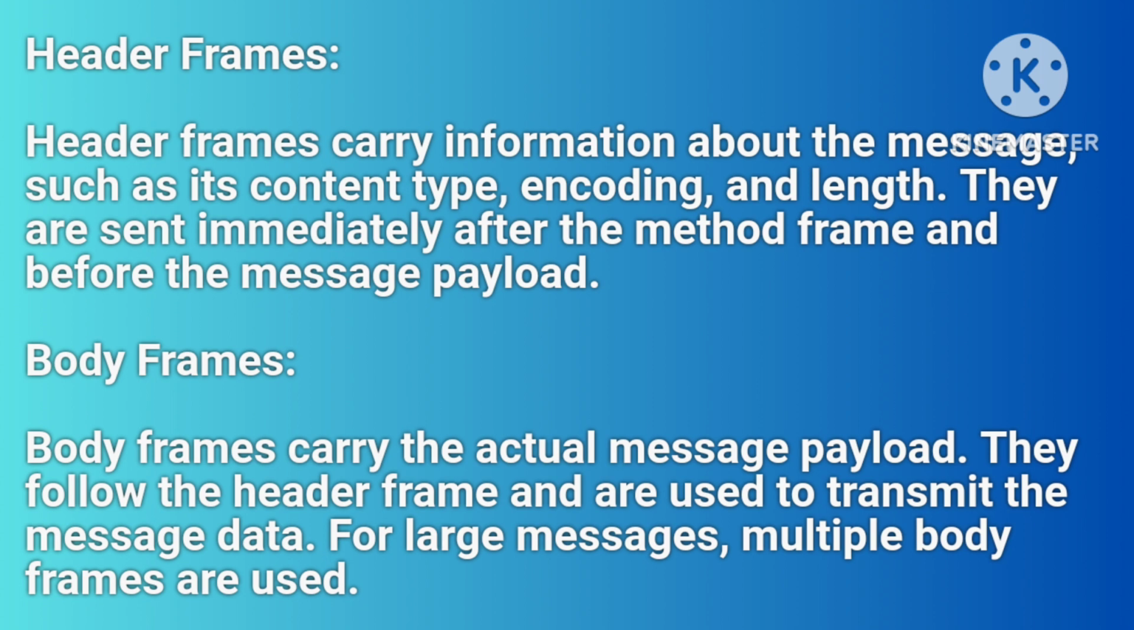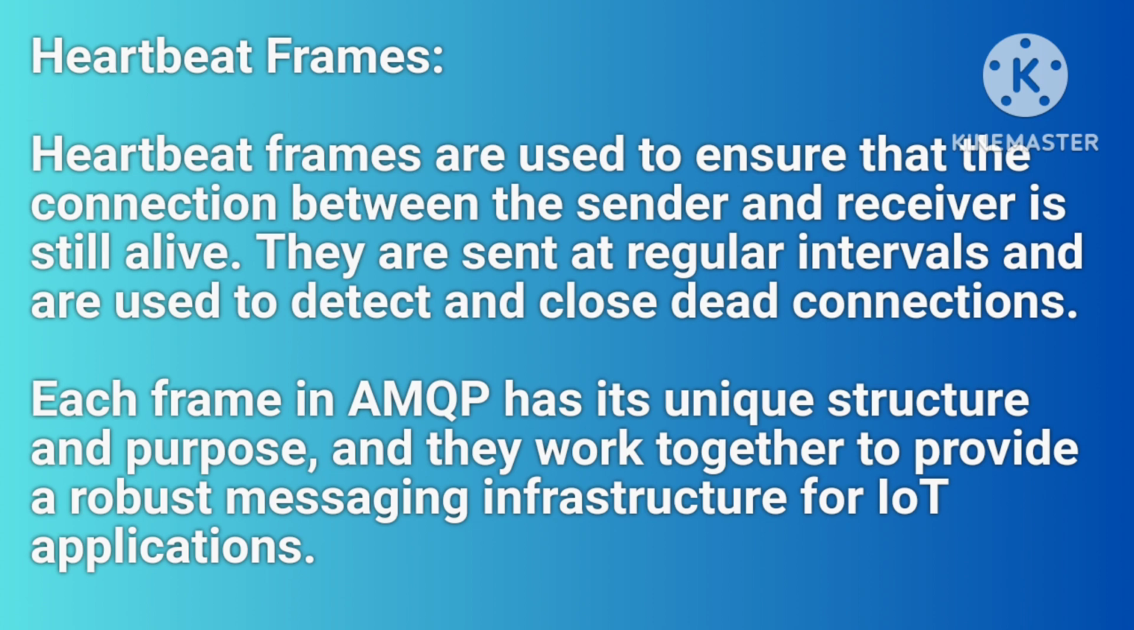Body frames. Body frames carry the actual message payload. They follow the header frame and are used to transmit the message data. For large messages, multiple body frames are used. Heartbeat frames. Heartbeat frames are used to ensure that the connection between the sender and receiver is still alive. They are sent at regular intervals and are used to detect and close dead connections. Each frame in AMQP has its unique structure and purpose, and they work together to provide a robust messaging infrastructure for IoT applications.